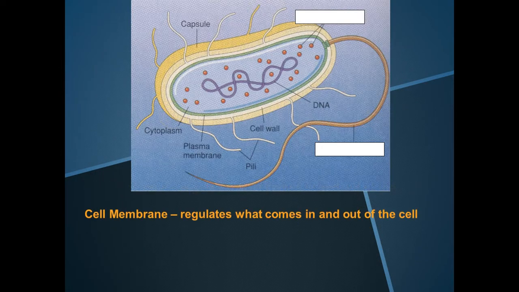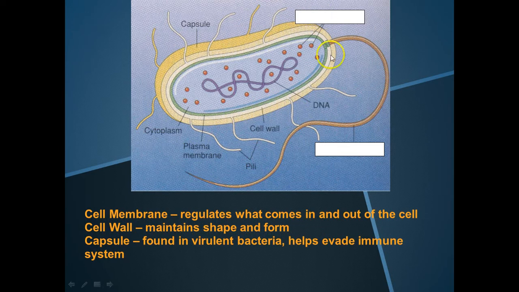Just to review, the cell membrane, like in any cell, regulates what comes in and goes out of the cell, and bacteria are cells. So the cell membrane would be the innermost layer of membrane. Here it's called the plasma membrane. The cell wall is responsible for maintaining the shape or the form of the bacteria and keeping it from being destroyed in sudden changes of environment. And the capsule would be found outside of that, which is found in virulent bacteria and helps invade the immune system.